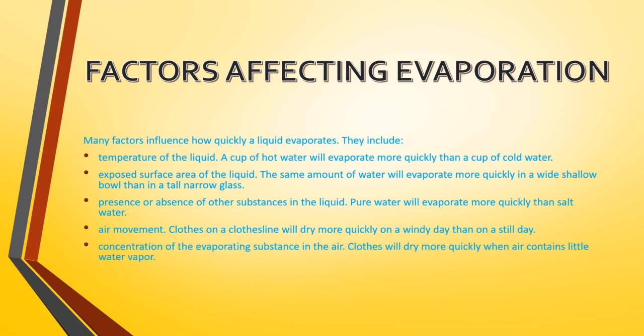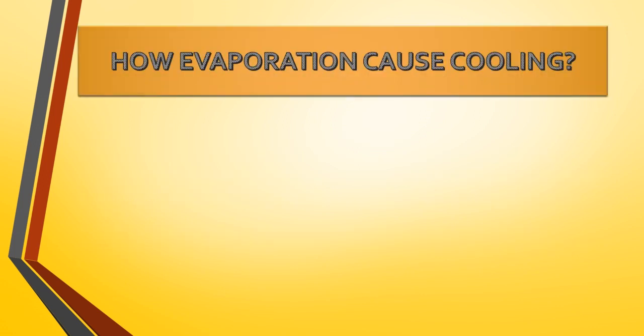So, concentration of the evaporating substance in the air: clothes will dry more quickly when the air contains little water vapor. When air contains a little amount of water vapor, it helps the clothes to dry quickly. But if the air contains a lot of water vapor, it becomes slower for the clothes to dry.